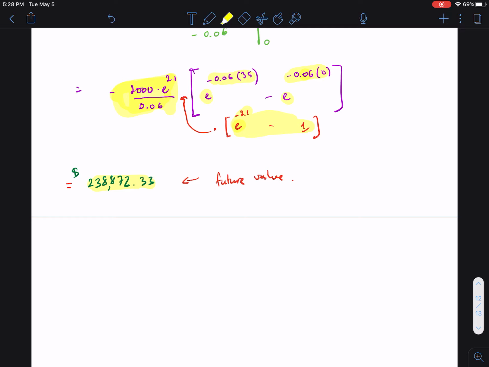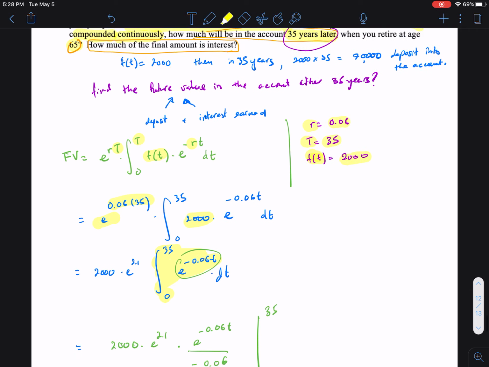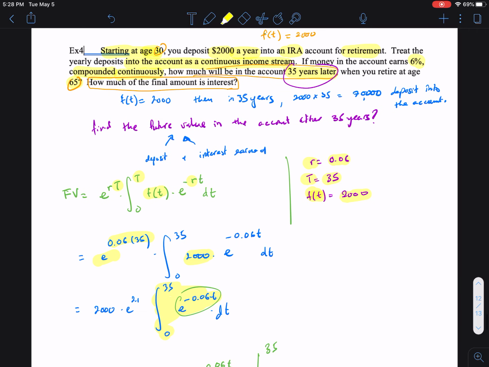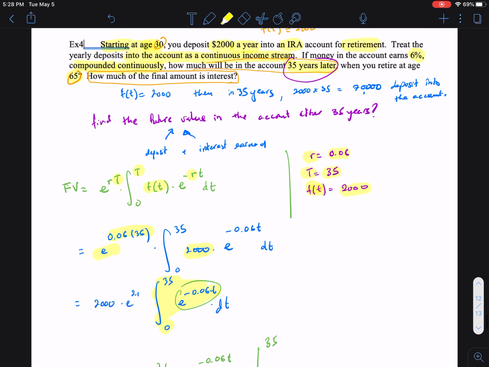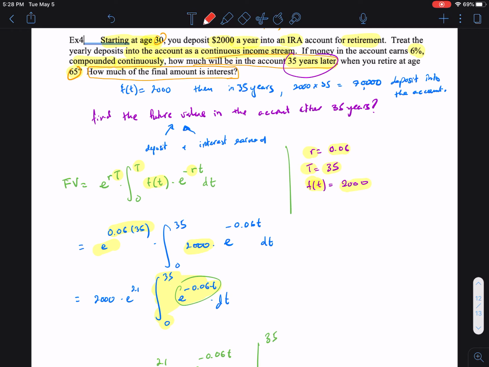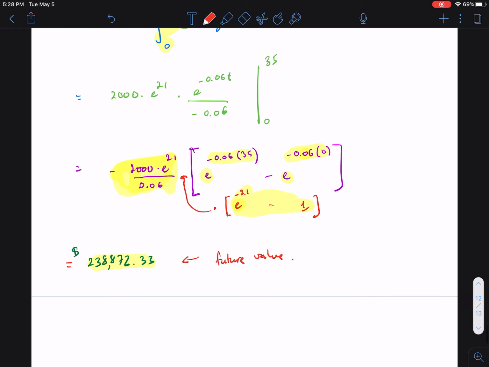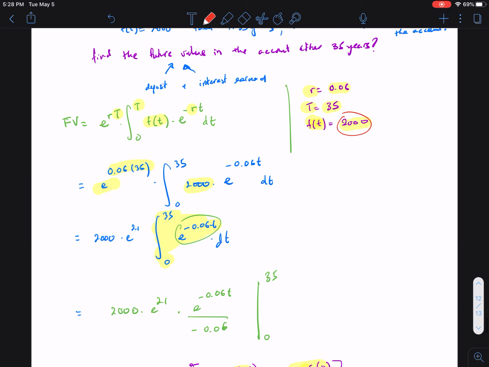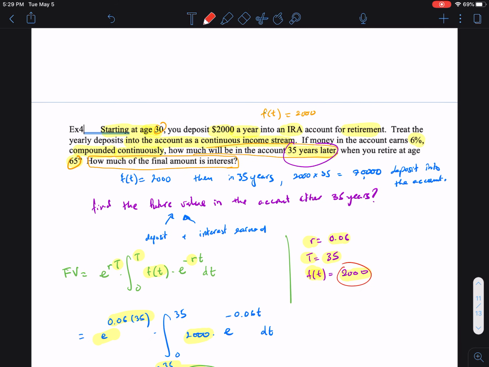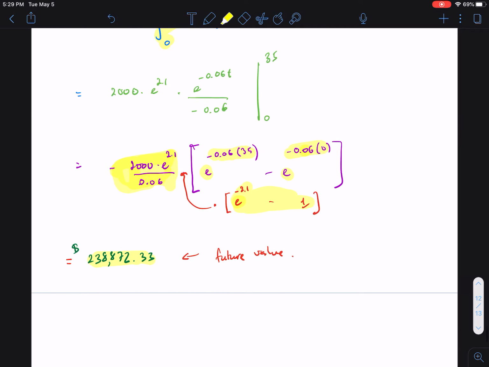Now that's depositing $2,000 per year. Imagine he deposits $6,000, and we can do that too. That would just be substituting this f of t with 6,000 instead of 2,000. Now part B, this second part here, is asking how much of the final amount, how much of the future value, is the interest earned in 35 years.